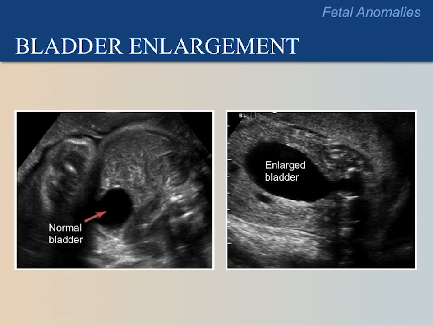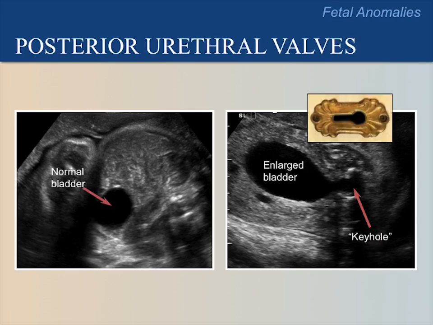On the right, you can see how the bladder takes up much more space in the abdomen and appears to be enlarged. Something is curious about the enlarged bladder in the right image. It appears to be connected to another dilated structure. This structure is called a keyhole, which indicates that posterior valves in the urethra have created a urethral blockage, leading to an enlarged bladder.